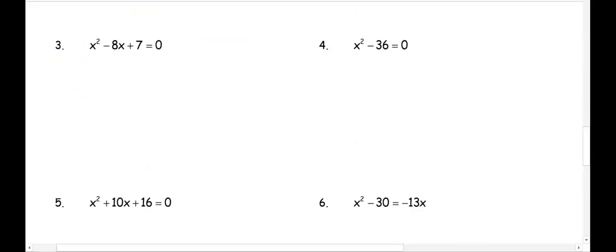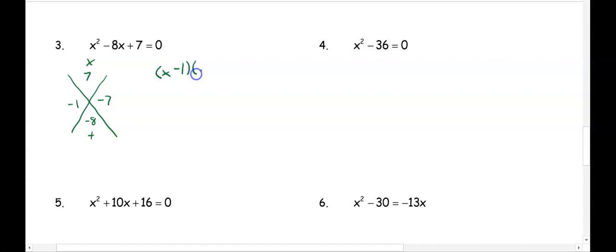In number 3, we have x squared minus 8x plus 7 equals 0. So we need two numbers that multiply to 7 and add to negative 8. The only numbers we know that multiply to 7 are 1 and 7. And to add to a negative number, both would have to be negative so that we keep our positive when we multiply. So we have negative 1 and negative 7.